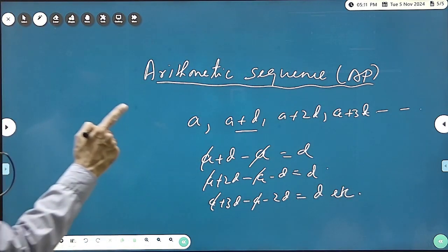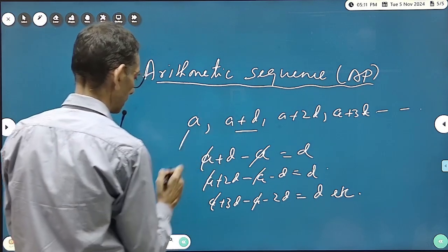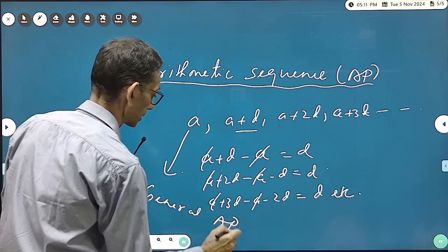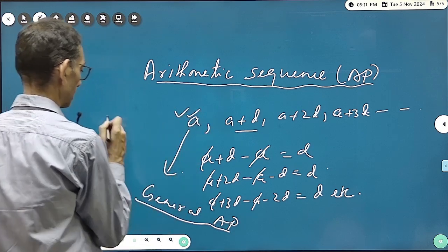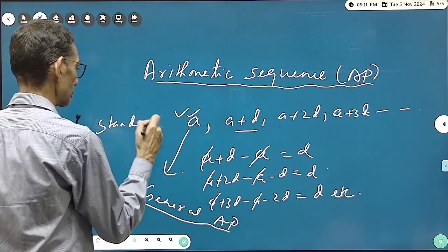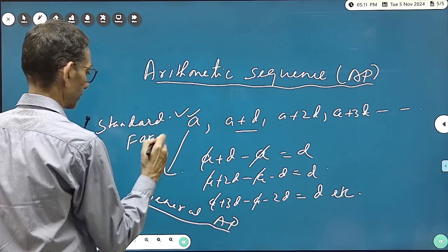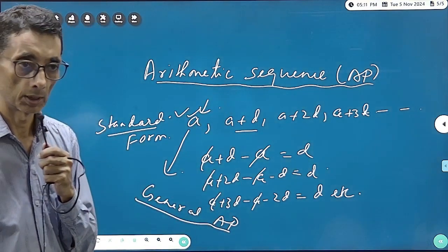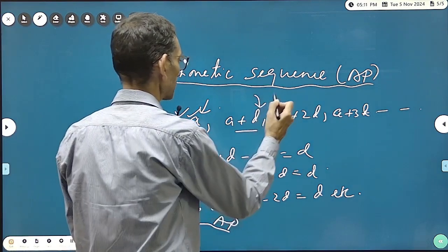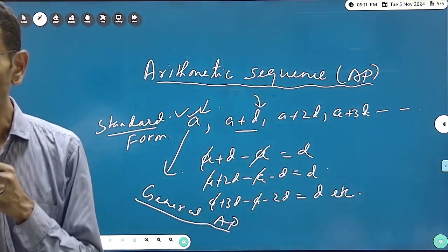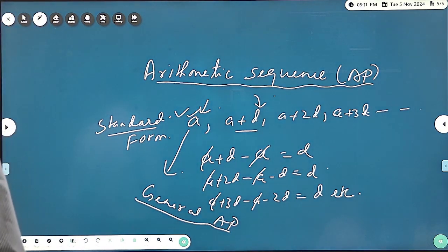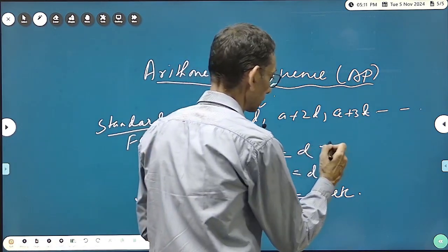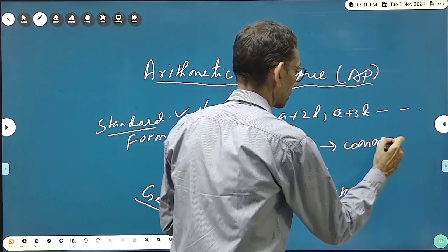So this is called a general AP. This is the standard form of AP. What is the first term called? The first term is a. Now what is d called? What is the name of d? d is called the common difference, and a is the first term. Every time you are getting d, right? That is why it is called the common difference.